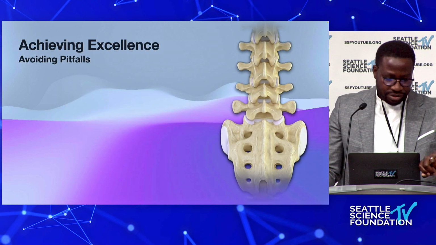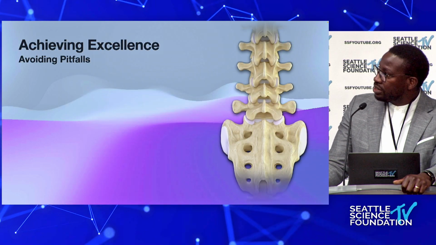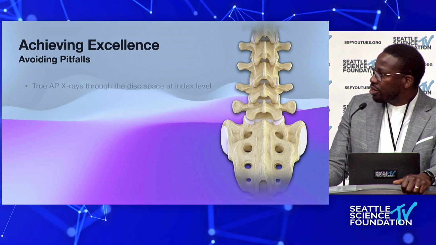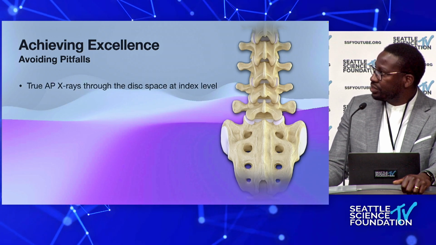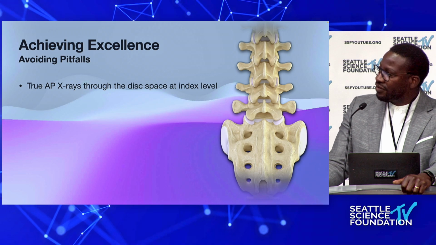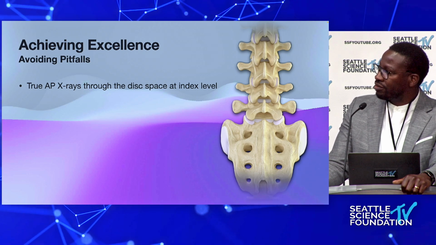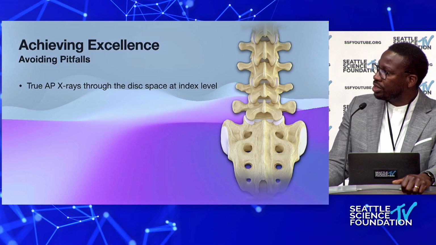And then for the interest of time, I'll kind of breeze through this because we'll go over this in the lab tomorrow. So when it comes to targeting, really you want to get true AP and lateral X-rays through the disc space to first identify the disc space, but then also you're going to change the angle of your C-arm so that you can maximize the interlaminar window.